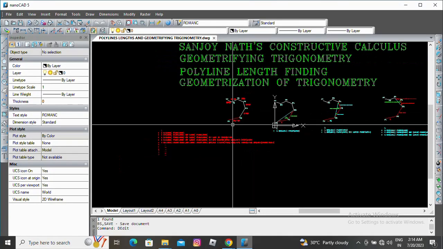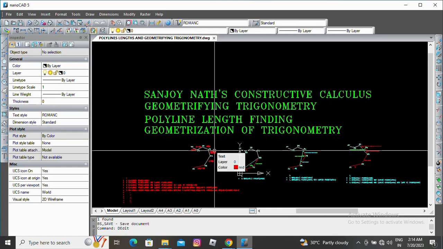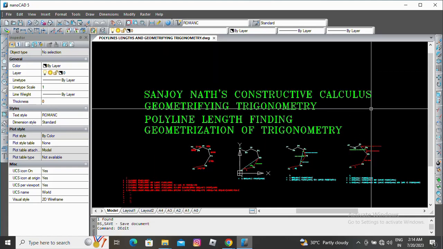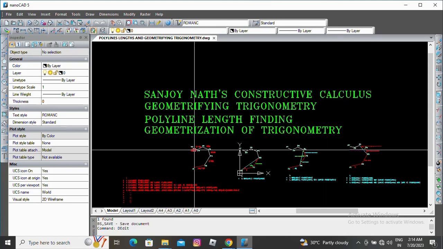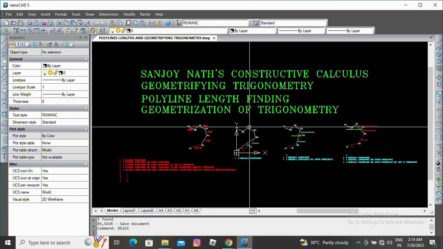Welcome to Sanjana's Constructive Calculus with Geometrifying Trigonometry. Today we will discuss polyline length finding and polyline representation through geometrization of trigonometry, or geometrifying trigonometry.